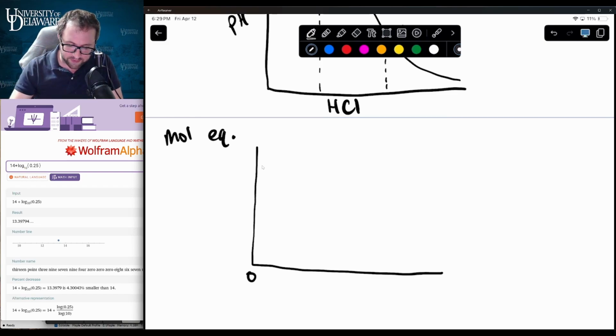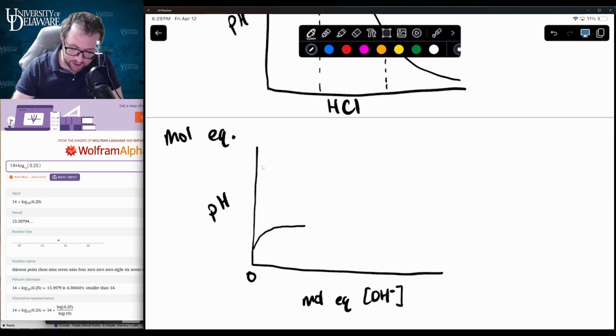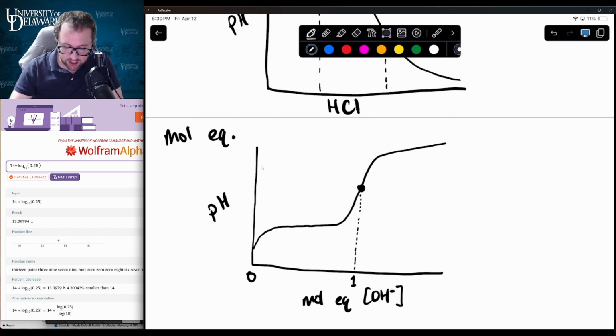So here I would say I have 0. Let's say I have, again, our titration of a weak acid. I would have my mole equivalence of OH minus. We're going to have the same shape here, right? We're going to have that buffer region, we're going to have some fall off, and then we're going to have something that creeps up. Now, what's interesting here is that our equivalence point, by definition, happens at 1. Our midpoint, by definition, happens at 0.5.